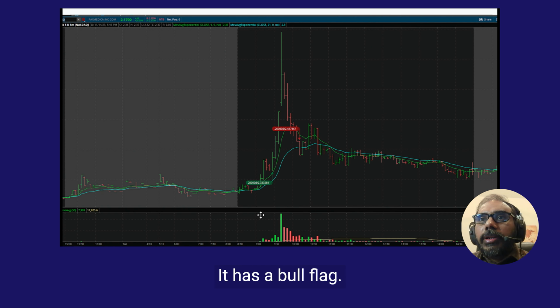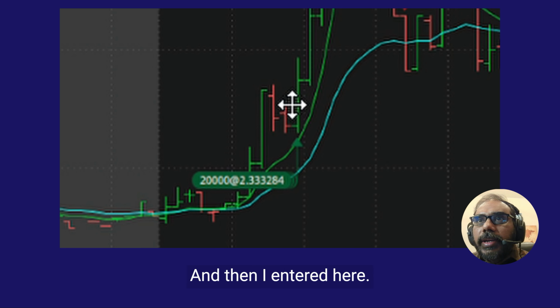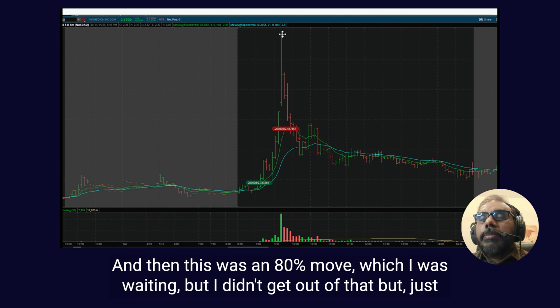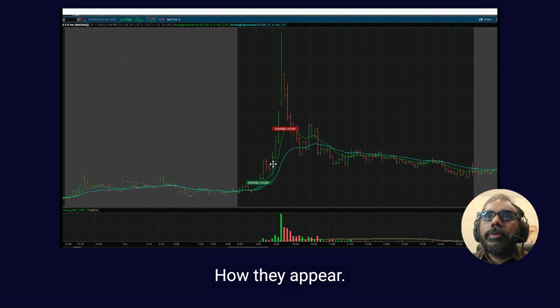And this is another example. It has a bull flag here, like one, two, three bars sideways, and then I entered here. It's at the exact point, and then this was an 80% move, which I was waiting for, but I couldn't get out of that. I just wanted to show examples of bull flags, how they appear. Yeah, an 80% move here.